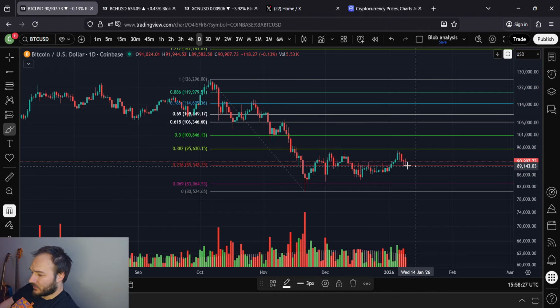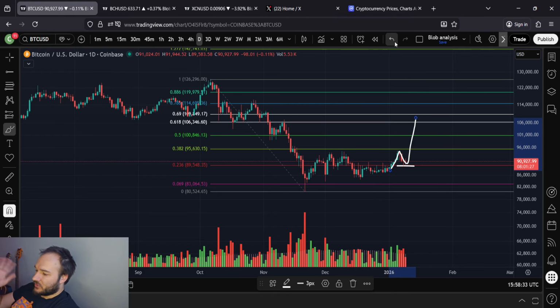I think, and look at that, we found support right at the 0.236. 0.382, 0.236, now it's time to go to the golden ratio. And this is not financial advice, I'm not a financial advisor, what do I know?